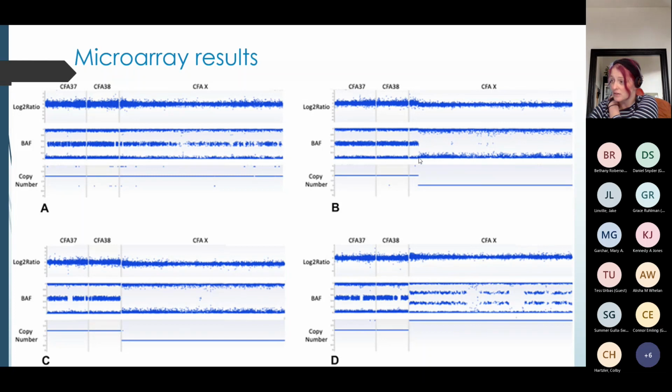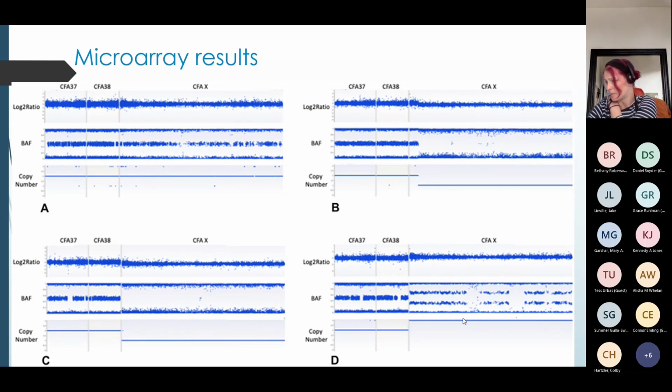And these little dots represent lots and lots of different genes. So we have a deletion of a huge region right here. So on this one, again, we have this log-2 ratio, and we have a decrease in that log-2 ratio. Again, we have a huge deletion of the CFAX gene. We also have a micro deletion here of the CFA37 gene. You can see that there's no A and B at the same time. There's only A or B.